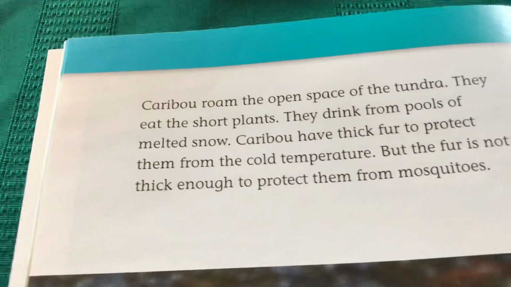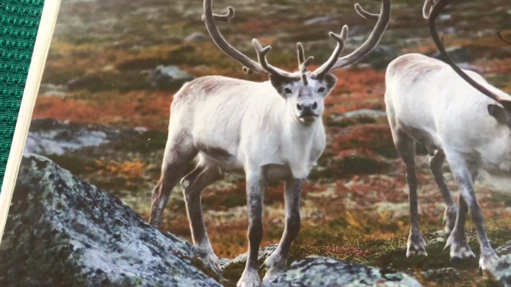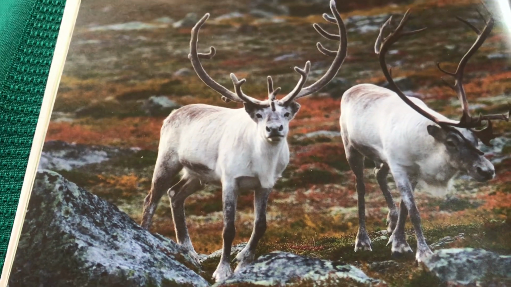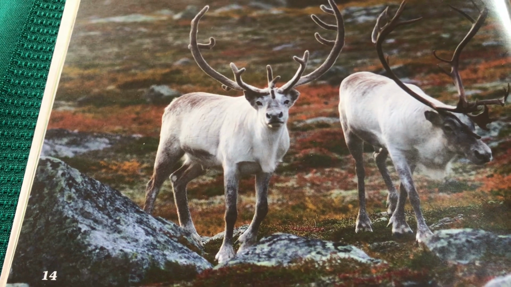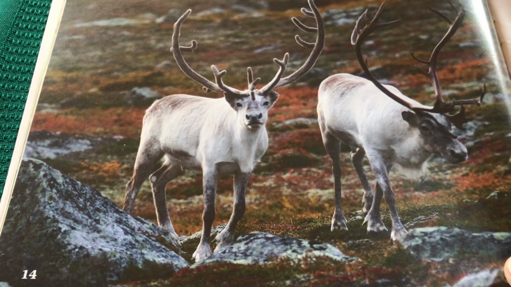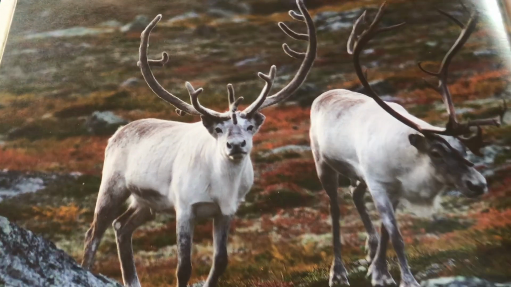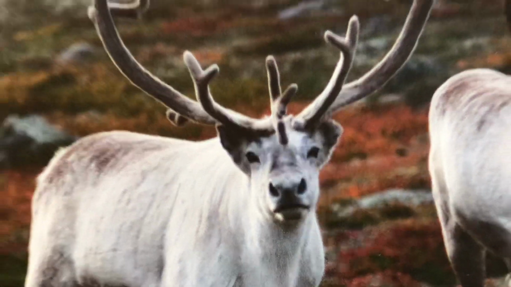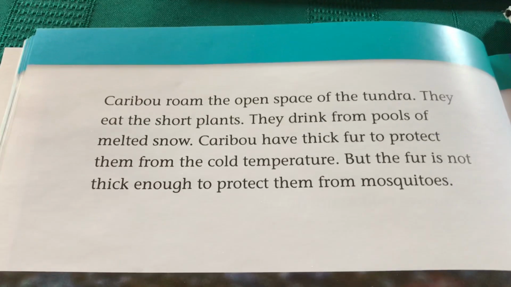This is our last page. Caribou roam the open space of the tundra. They eat the short plants. They drink from pools of melted snow. Caribou have thick fur to protect them from the cold temperature, but the fur is not thick enough to protect them from mosquitoes. Look at that guy up close. He's looking at you. All right, what do you want to write about or draw?